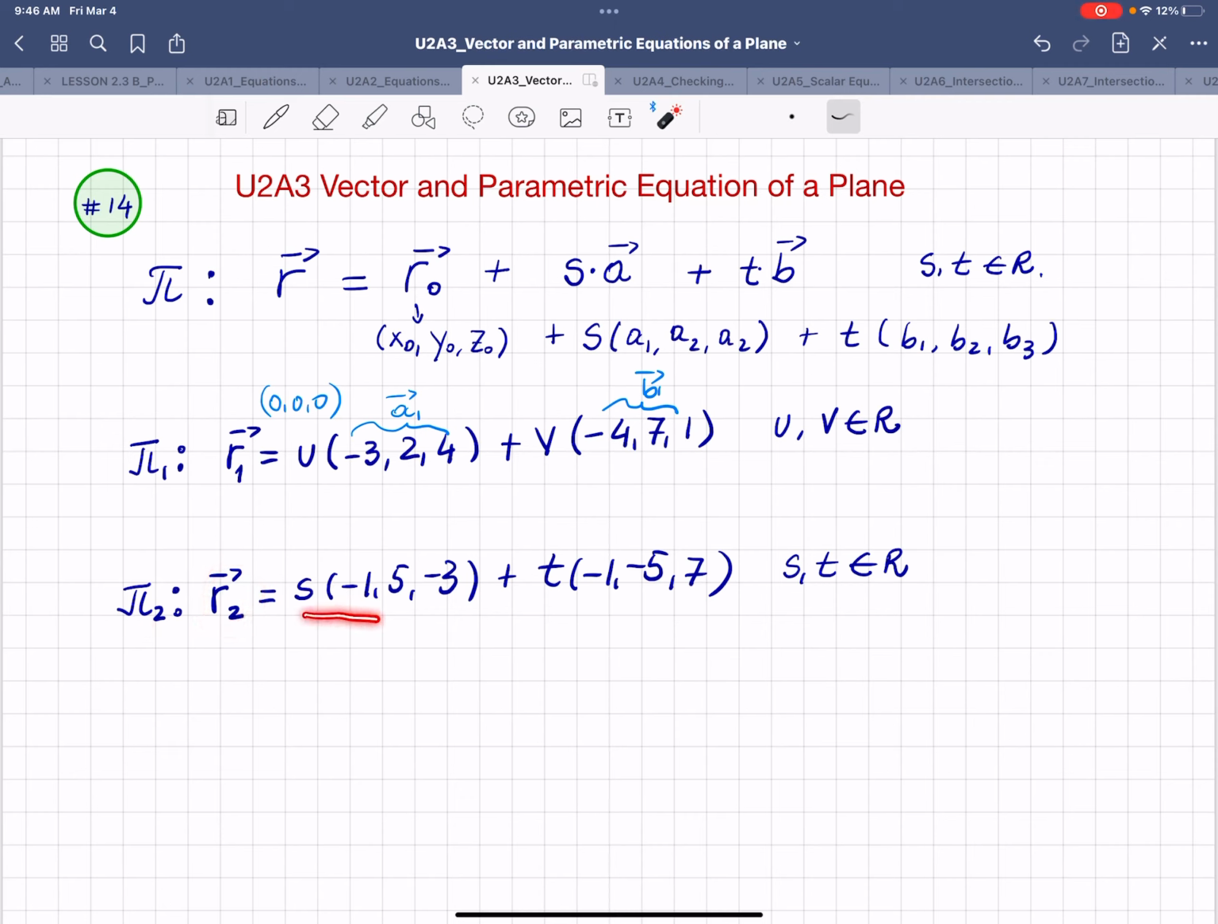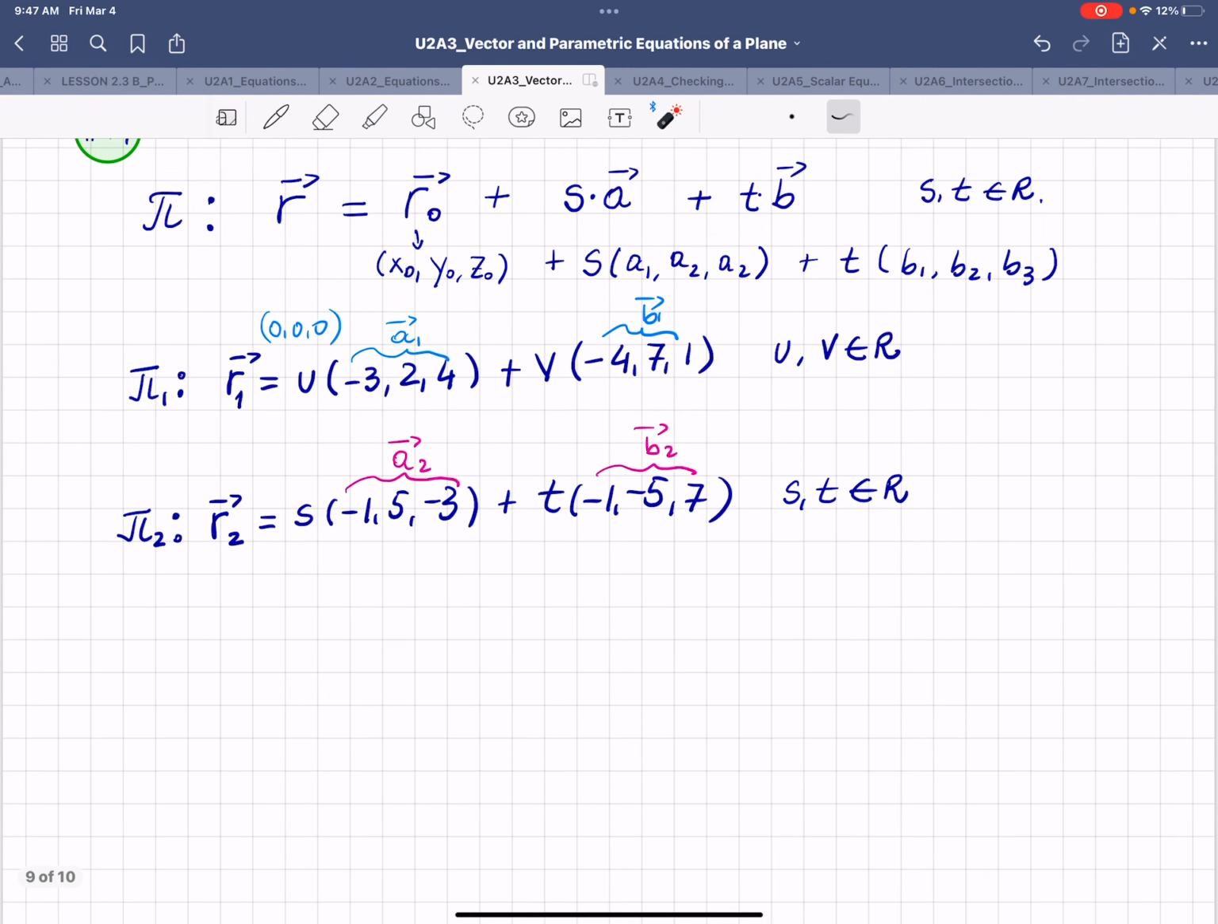And we notice that in this equation, we have the coordinates of two vectors multiplied by a scalar. So that makes us think that these must be the direction vectors, which we will call A2 and B2. And s and t are scalars. Similar to the first equation, here we do not see the starting vector r0, which again will make us think that r0 is at 0, 0, 0, which means that both planes pass through the same point, through the origin.